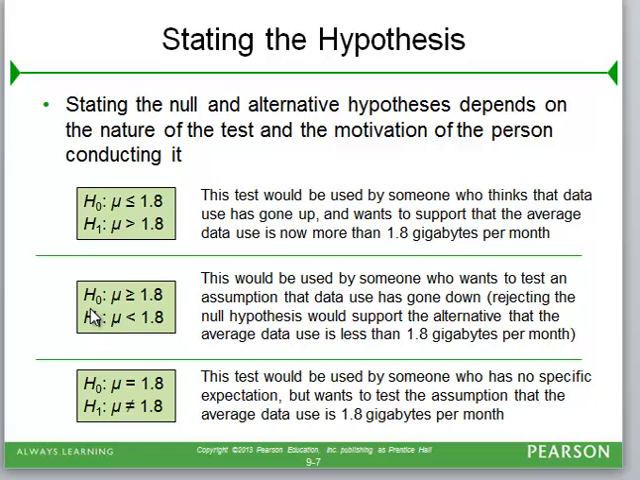If the statement is like this, the null hypothesis says the population mean is greater than or equal to 1.8, and the alternative hypothesis says the population mean is less than 1.8. This statement would be used by someone who wants to test the assumption that the data use has gone down. If the statement is like this, the null hypothesis has the equal sign: population mean is 1.8. The alternative hypothesis says the population mean is not 1.8. This test would be used by someone who has no specific expectations and just wants to test if there is a difference from 1.8.